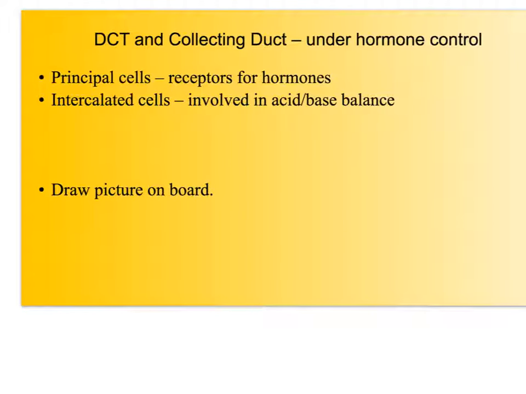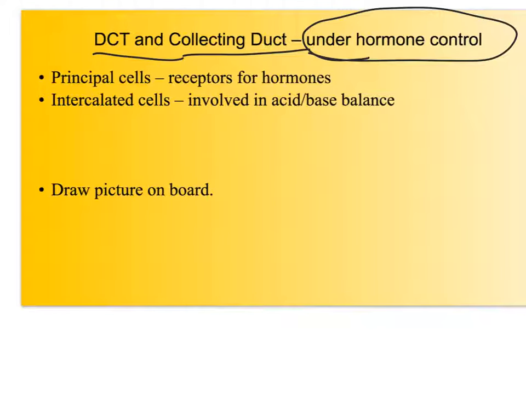Okay, so we want to talk about the distal convoluted tubule and the collecting duct. One thing that's important for these is to realize that they're under hormonal control. Out of all of the things in the kidney, the PCT and the nephron loop, the only parts where there are receptors for the hormones are the DCT and the collecting duct. So the hormones that we're going to talk about are only going to work on this part.